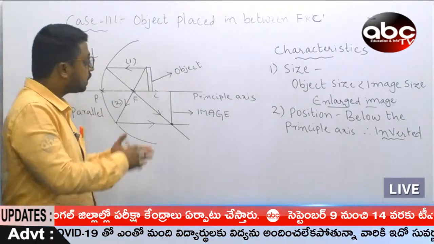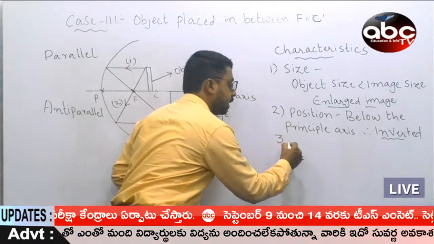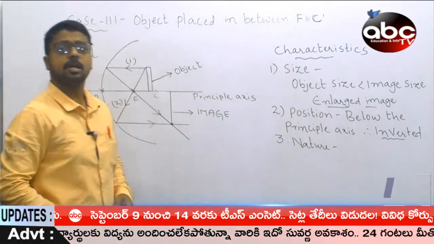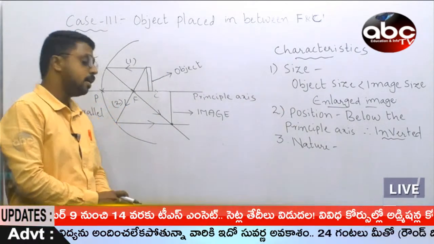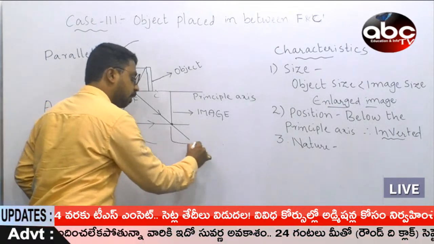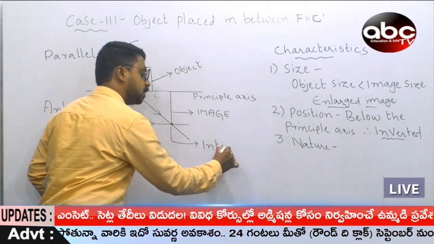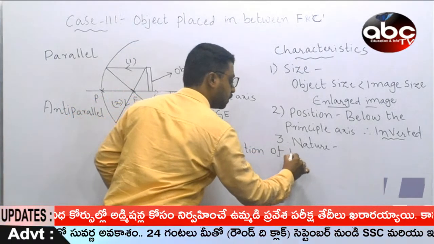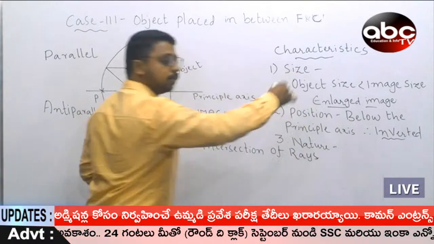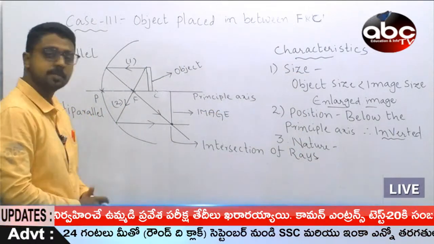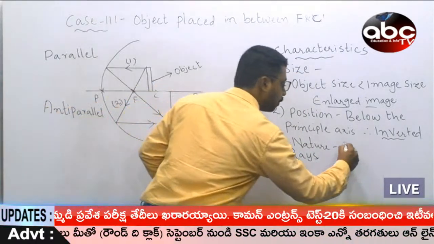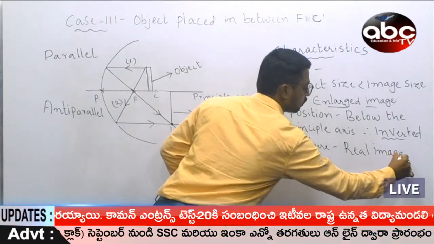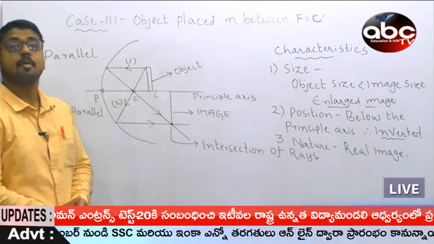So the third point is nature. What do you understand by the nature? Nature is very well known. The image is formed by the intersection of rays. Therefore, the nature is a real image.